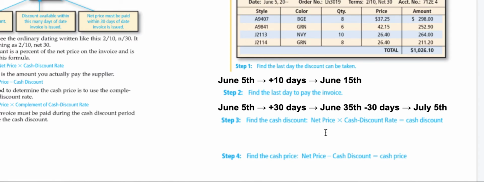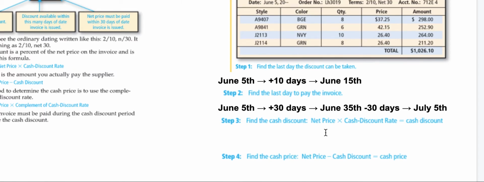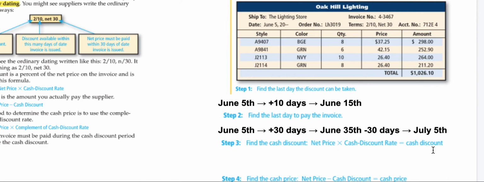All right, step 3, now to actually calculate this. The net price is the total for your invoice, 1026.10. And we want to multiply that by our cash discount rate. Our discount rate is right here in the terms, or 2%. What is 2% as a decimal? Right, 0.02. So go ahead and multiply to find that discount.